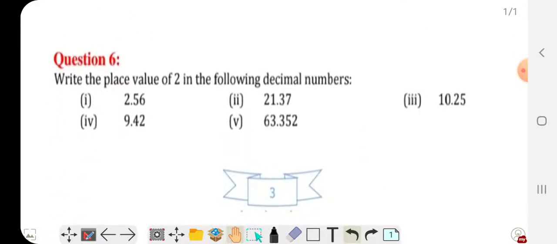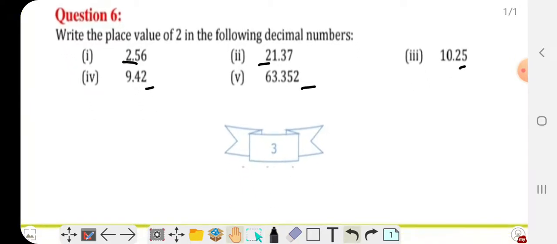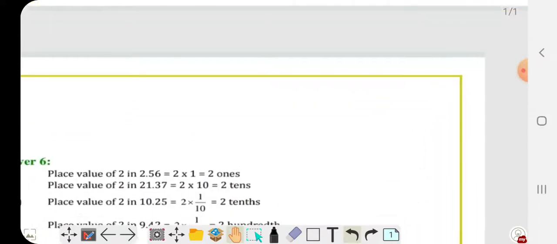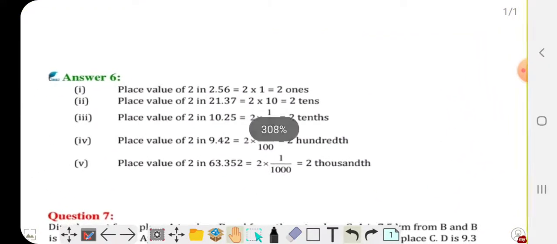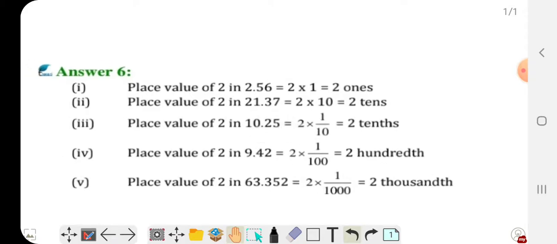Question number 6 is, write the place value of 2 in the following decimal numbers. See, these are decimal numbers and you can find 2 everywhere: here, here and here also. So we have to write the place value. I hope you know about the concept of place value, as it was in class 6th also. But there were simple numbers; here you will get decimal numbers.